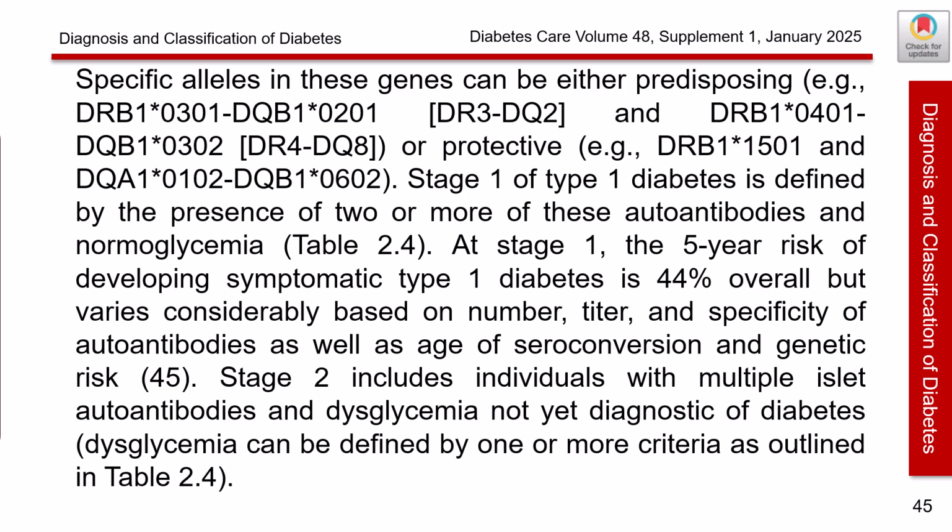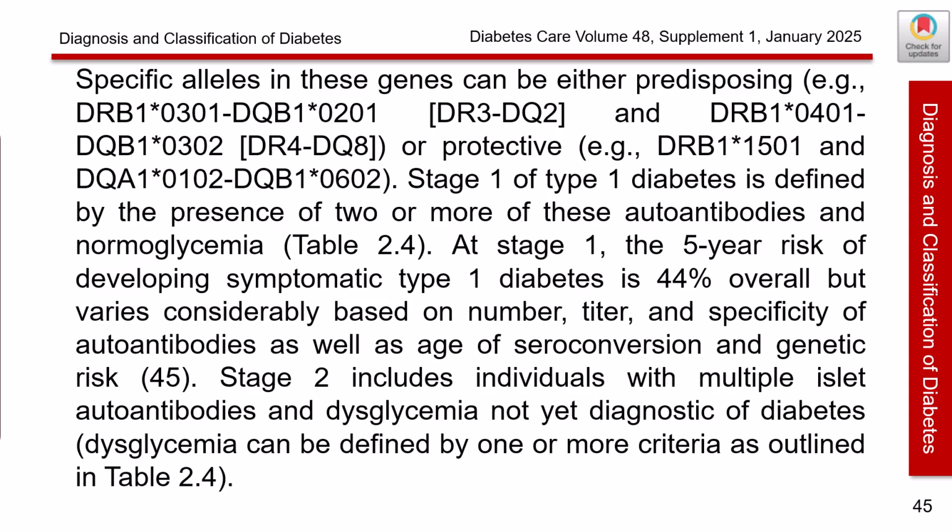Specific alleles in these genes can be either predisposing, for example, DRB1*0301, DQB1*0201, DR3, DQ2, and DRB1*0401, DQB1*0302, DR4, DQ8, or protective, such as DRB1*1501 and DQA1*0102, DQB1*0602.